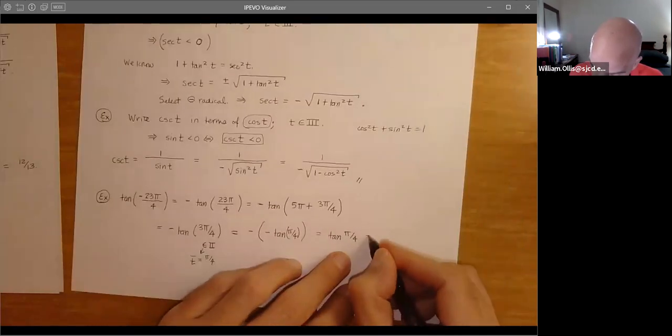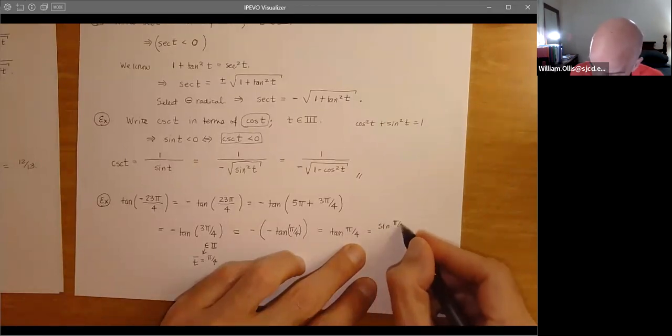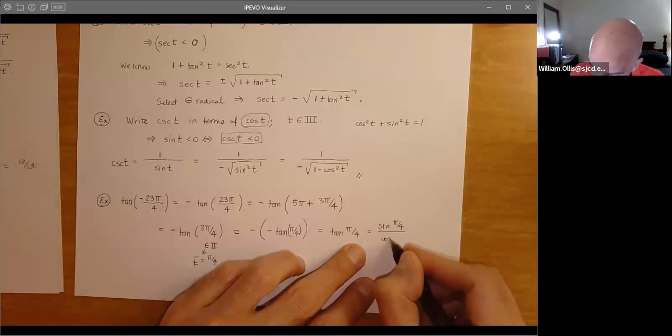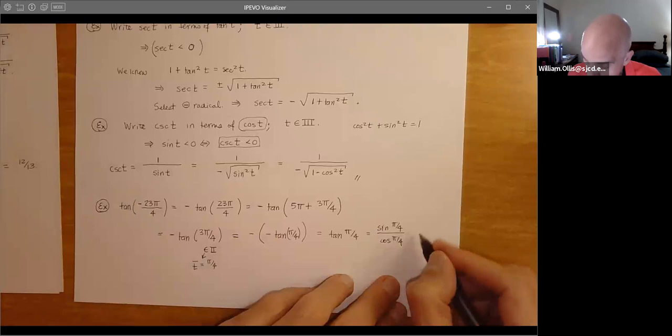And of course, we know that, that's just going to be sine of pi over 4 divided by cosine of pi over 4. And of course, those are both 1 over root 2. So we just get 1.